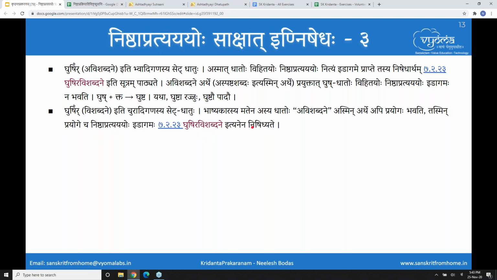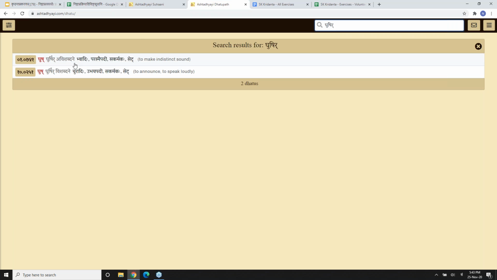So now see what is happening. For the verb of a Churadigana, if it is used in the vishabdana sense, there is the normal idagama. This sutra is not applicable. If it is used in the avishabdana sense, there is no idagama because Ghushir Avishabdane sutra is now being used. This difference is only for Churadigana. We are not talking about Bhvadigana. Bhvadigana is only one meaning, Avishabdane, no confusion there.